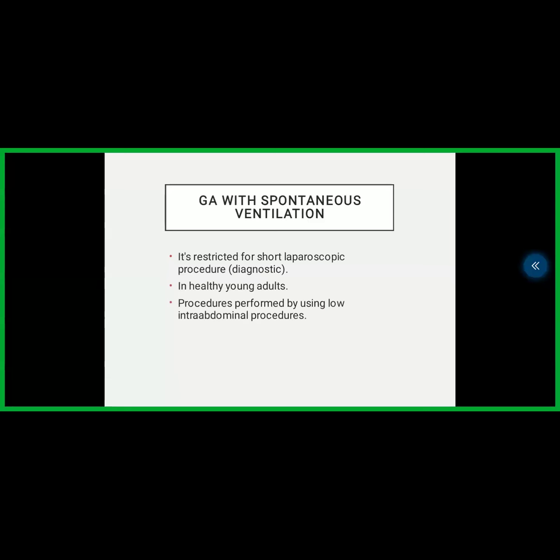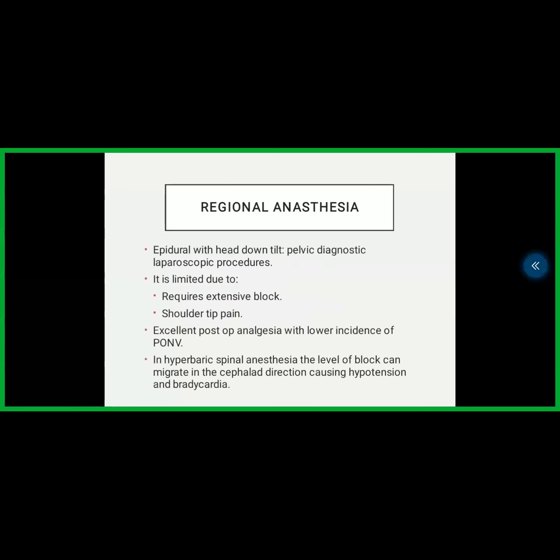complete heart block. The next option is general anesthesia with spontaneous ventilation. It's not actually ideal. It's restricted to short laparoscopic procedures and is also recommended in healthy young adults. The procedures performed under general anesthesia with spontaneous ventilation should be performed using very low intra-abdominal pressures. Regional anesthesia, there's a place for regional anesthesia, but it's not recommended because you cannot control the ventilation and the pneumoperitoneum can be very uncomfortable for the patient.